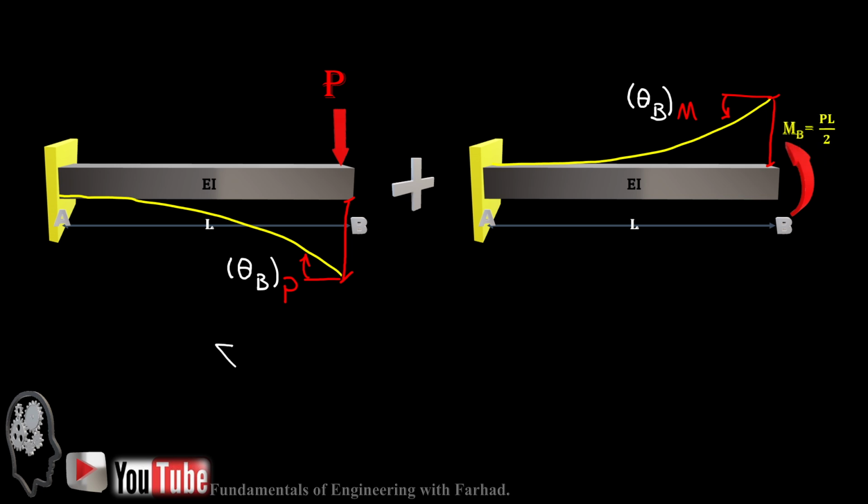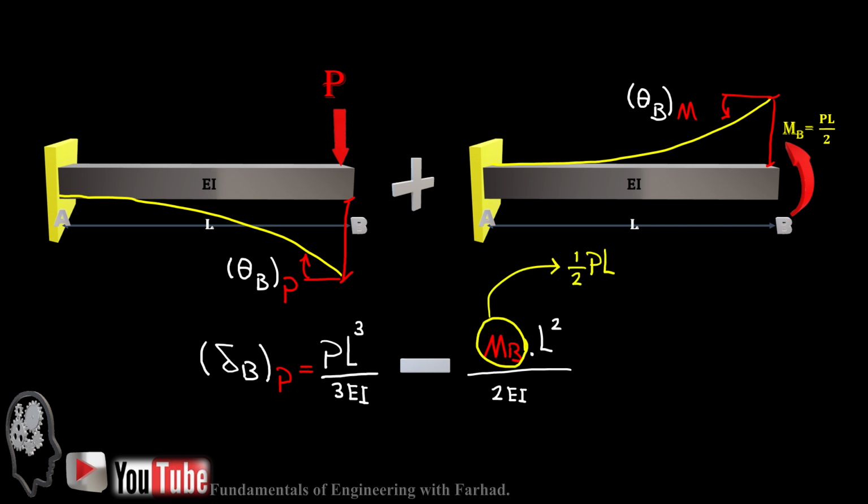deflection. We already calculated M sub B, which is PL over 2. Delta B due to concentrated load is equal to PL cubed over 3EI. And we need to subtract from it the upward moment effect. That's M_B L squared over 2EI for a cantilever beam with just a moment at the free end. And we already calculated M_B is equal to half of PL.